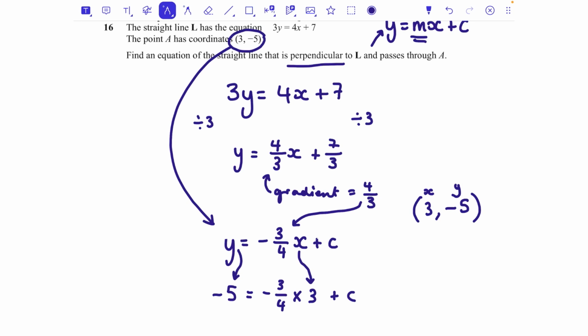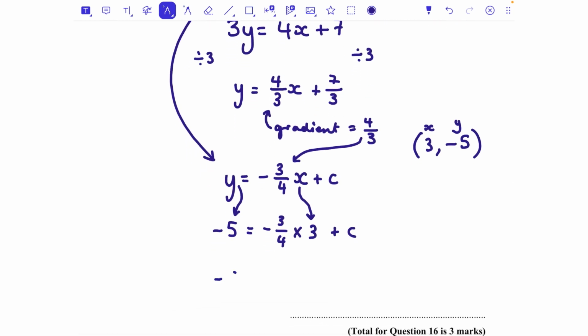So I'm now just going to pop in my calculator, minus 3/4 multiplied by 3, which is going to be minus 9/4. So minus 5 equals minus 9/4, add c. Remember, when you actually multiply a fraction, you just multiply the top.